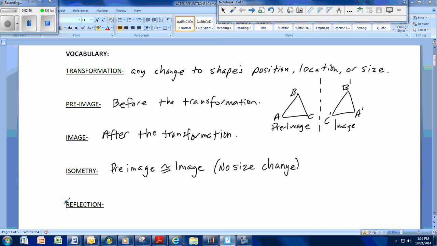Finally, reflection is basically anytime you take a shape, a point, a line, and you flip it over another line. Like the example above, this was an example of a reflection, because triangle ABC flipped over this line here. And this line is called the line of reflection.